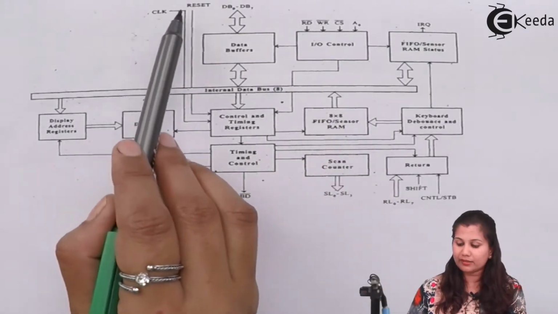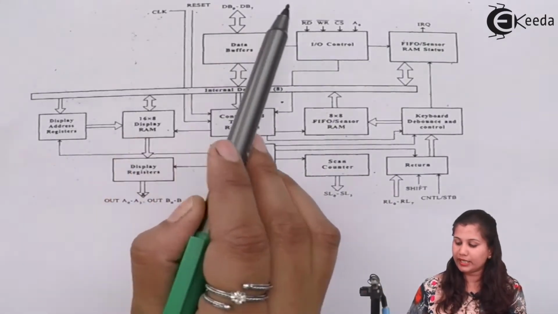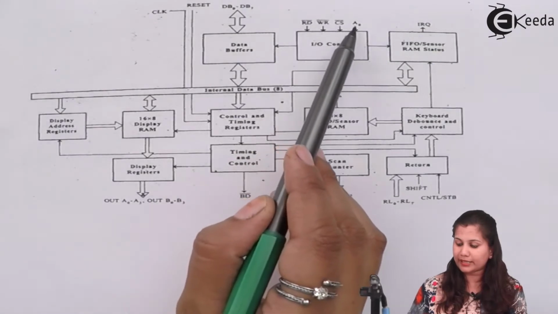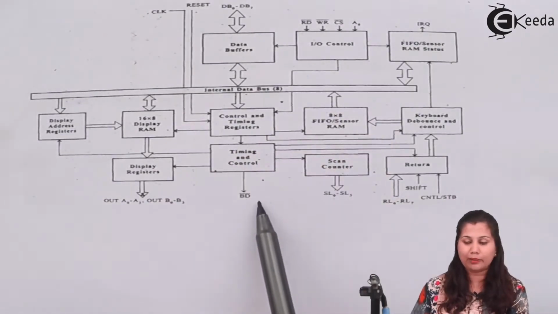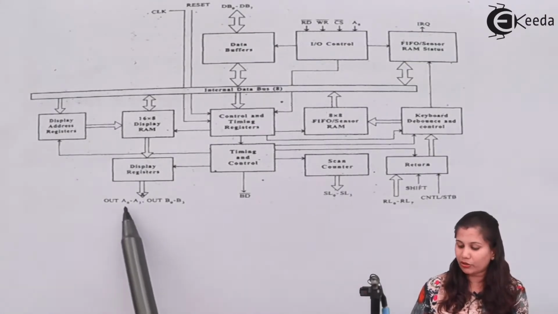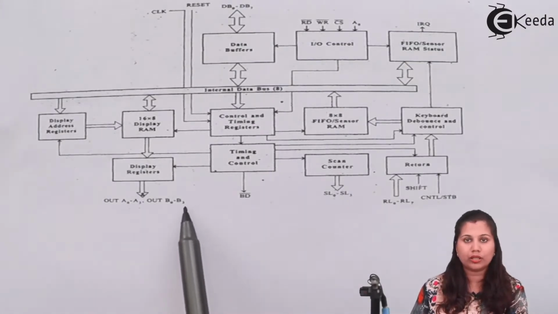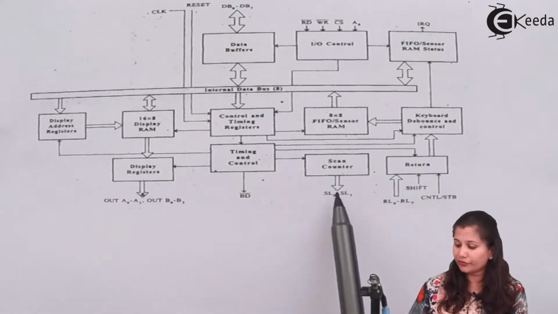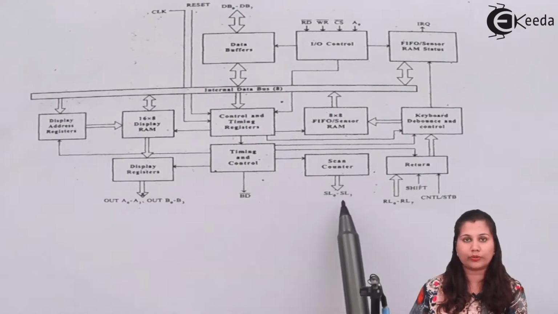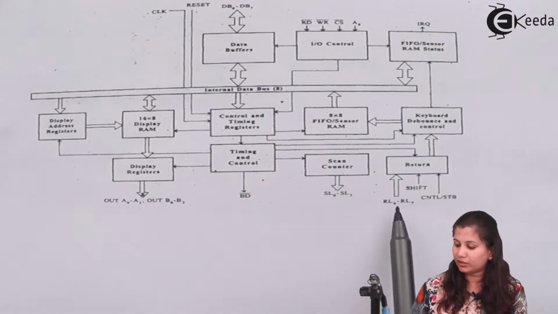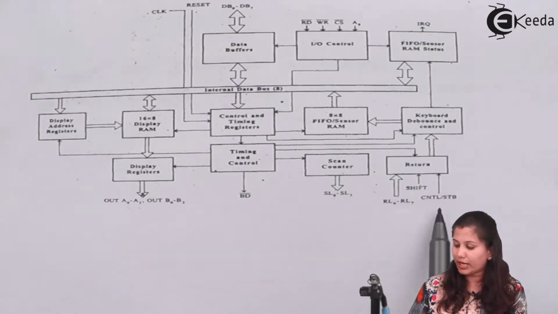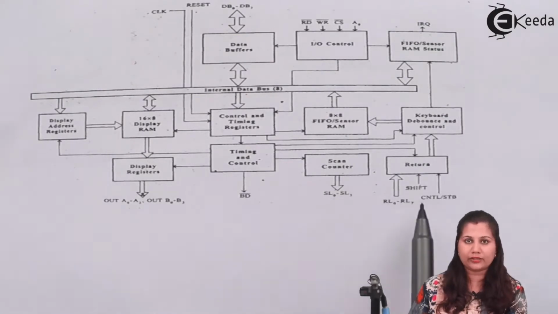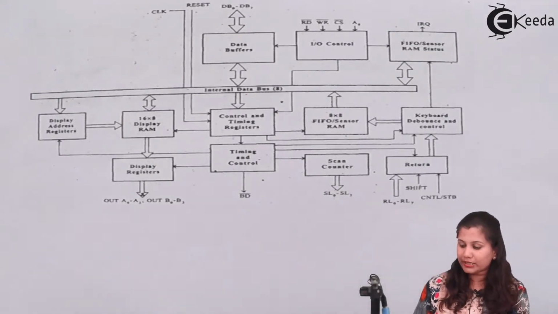We have various signals also like clock, reset, read, write, chip select, A0, interrupt request signal. Then we have BD, that is blank display, out A0 to A3 and out B0 to B3. Also we have the scan lines SL0 to SL3 and we have the return lines RL0 to RL7. Then we have shift and control strobe lines also. So let us study these blocks one by one.